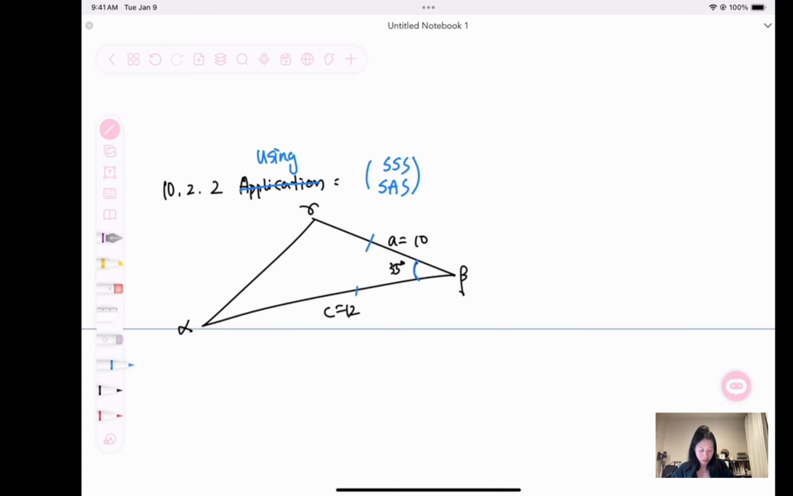So in the first example that we have, they give us one side, the angle, and the other side. That means it is SAS, so we can apply the law of cosines. Do you want to pause the video and do it by yourself?